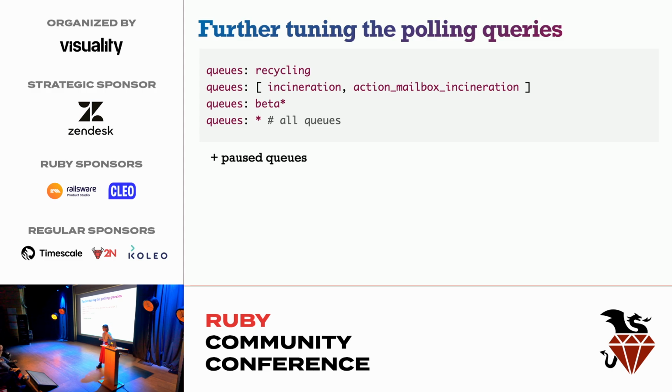Then for our beta environments, we like to specify a prefix, so we can say, okay, consume all the queues that start with this prefix. And also the simple case, when you have perhaps a small app with a few queues, you may want to say all workers do all the queues. So we have to support this, and we also wanted to support paused queues.